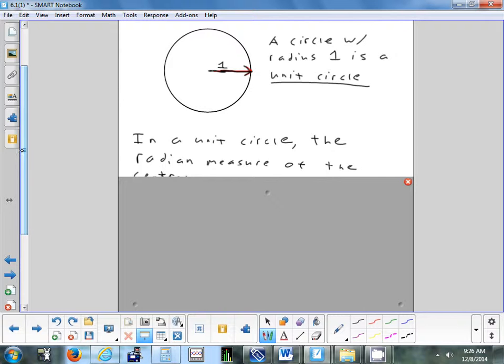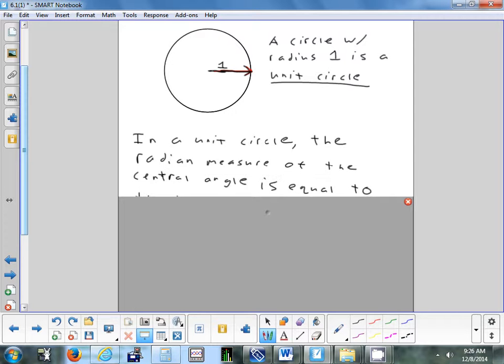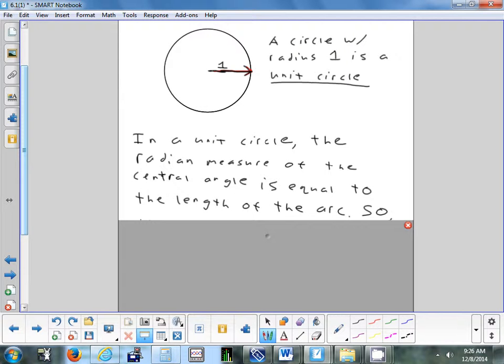Okay, in a unit circle, if you measure the central angle in radians, not degrees, but in radians, it comes out exactly the same as the length of the intercepted arc. So in other words, if you can find the size of the arc, you know the size of the angle, because they're the same. And that's in a circle.